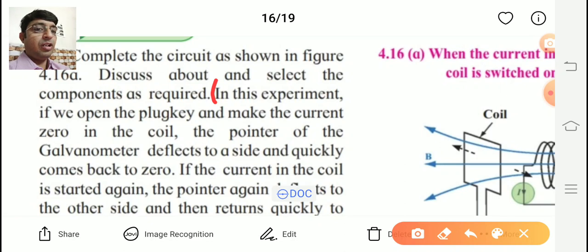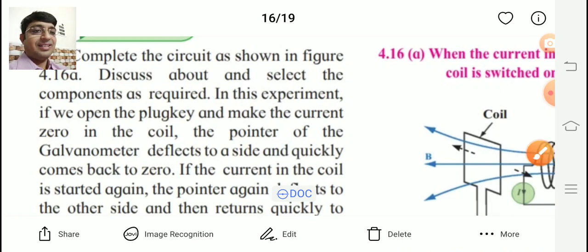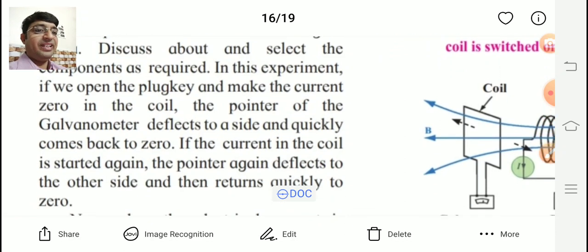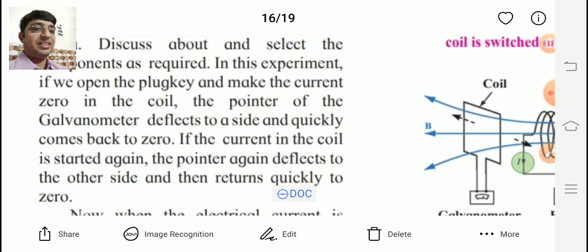The pointer of the galvanometer deflects to a side and quickly comes back to 0.